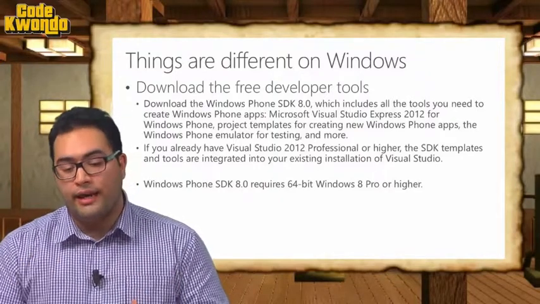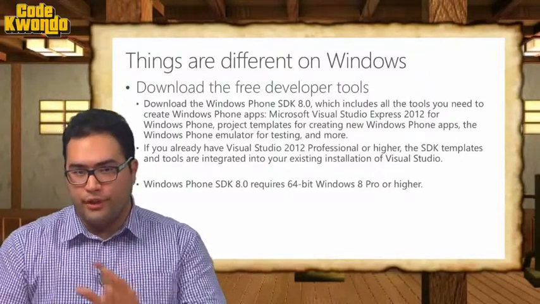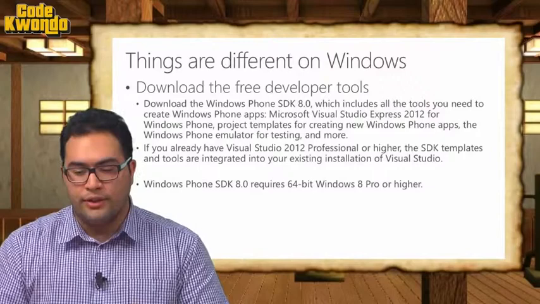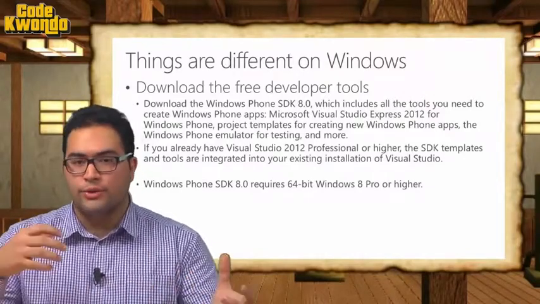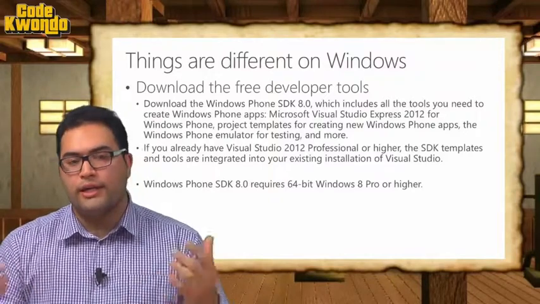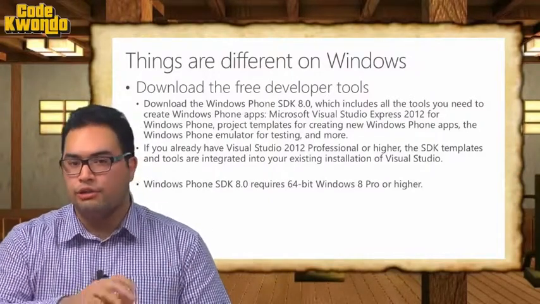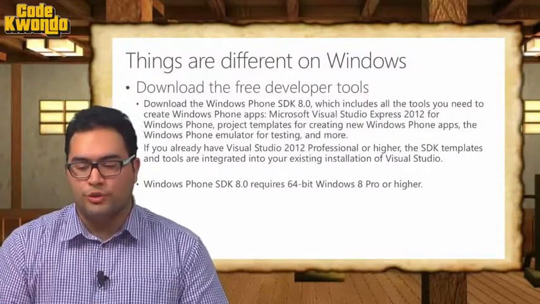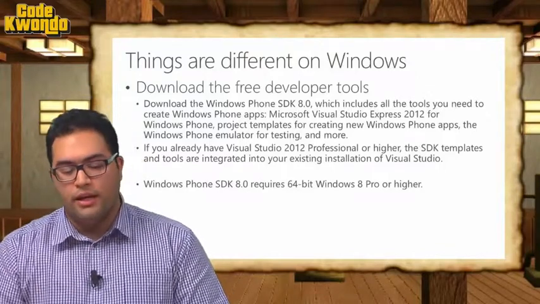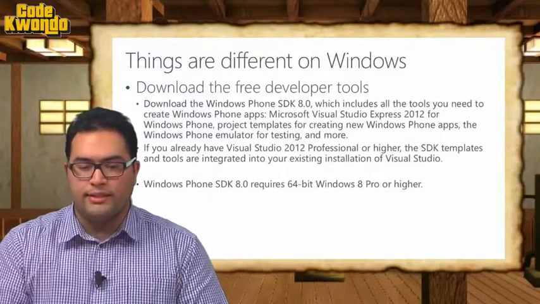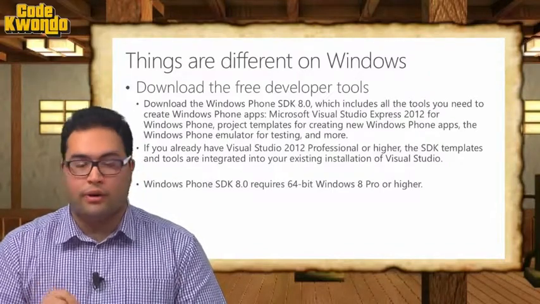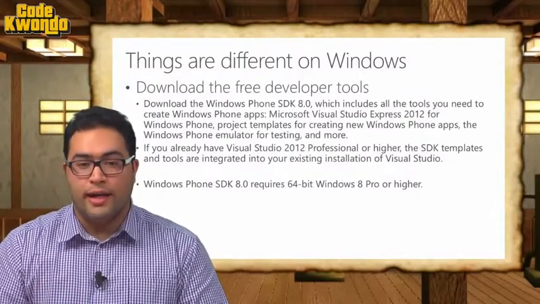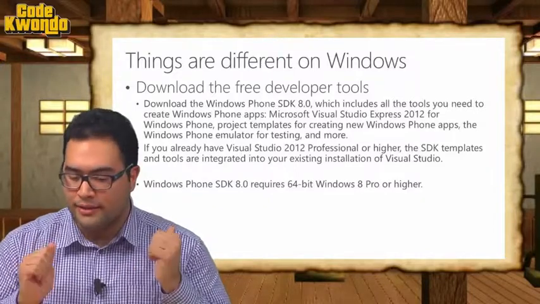Now, if you already have Visual Studio 2012 Professional or higher, including 2013, when you install the Windows Phone SDK, all those tool sets, those templates, those sample projects will get integrated into your existing installation. So you won't have to work with Visual Studio Express if you don't want to. One thing to note, though, is that the Phone SDK requires a 64-bit version of Windows 8 Pro or higher. If you've got 8.1, you're all set, 64-bit, it's ready to go.